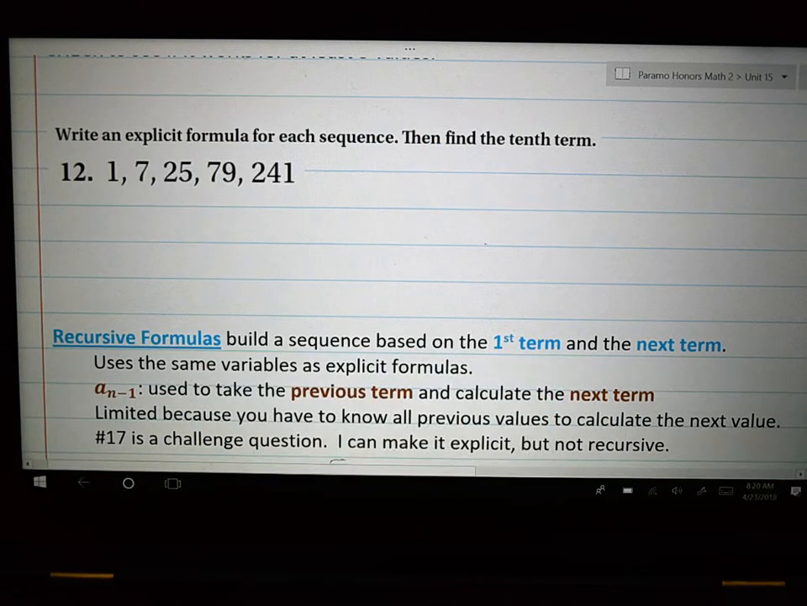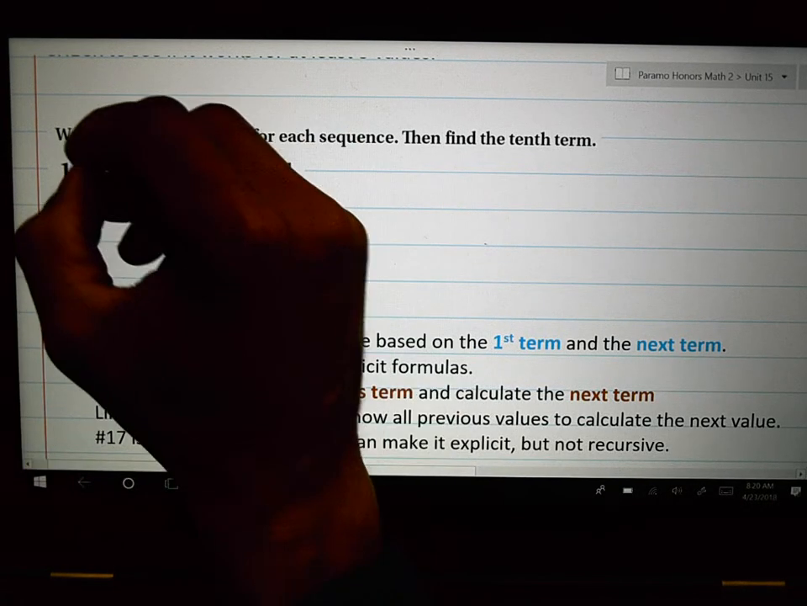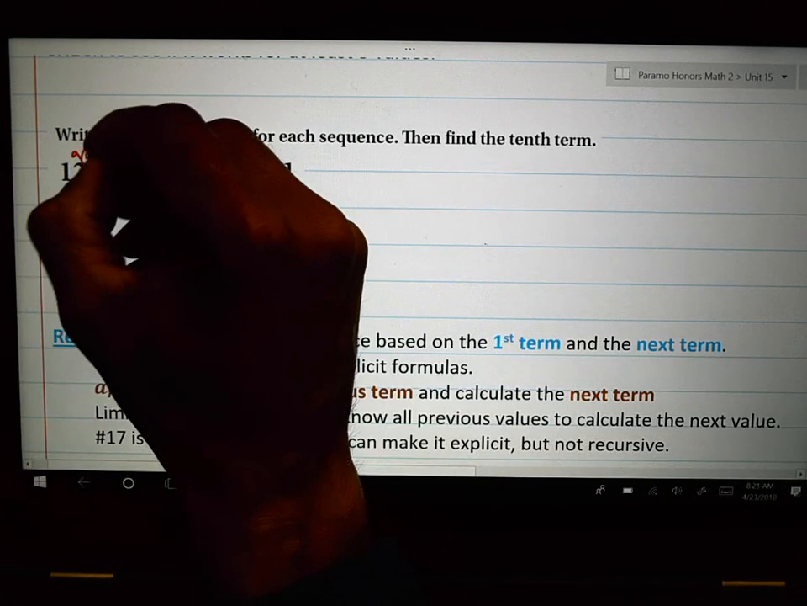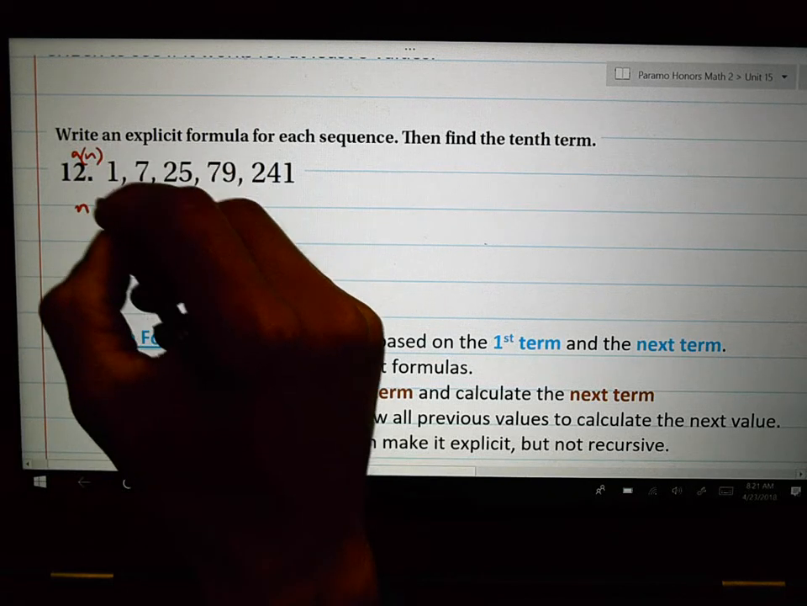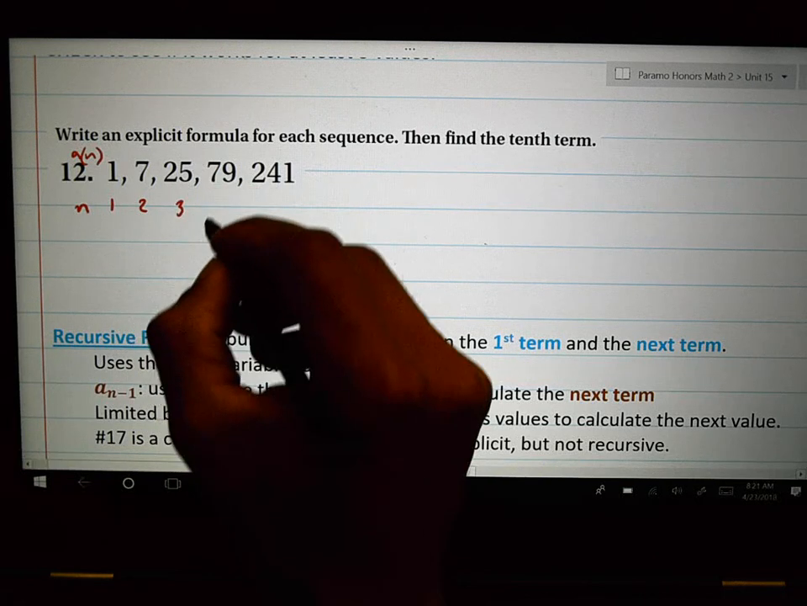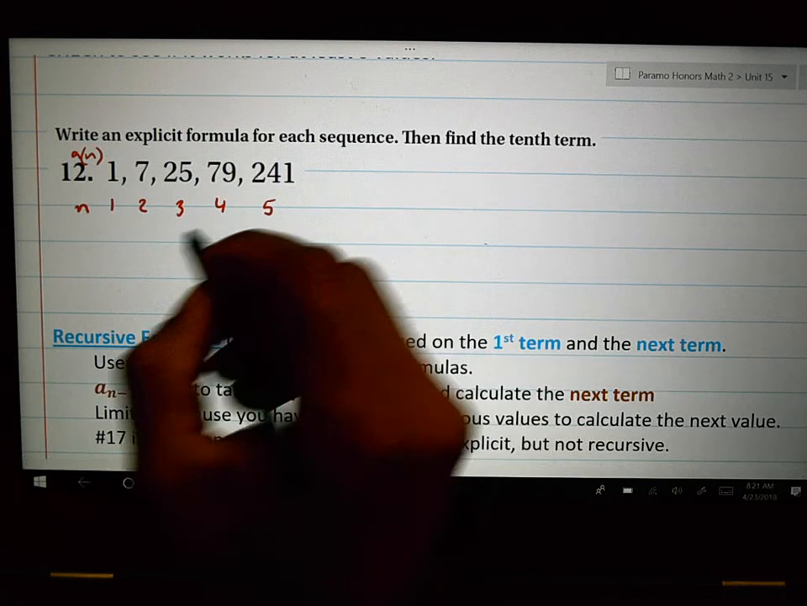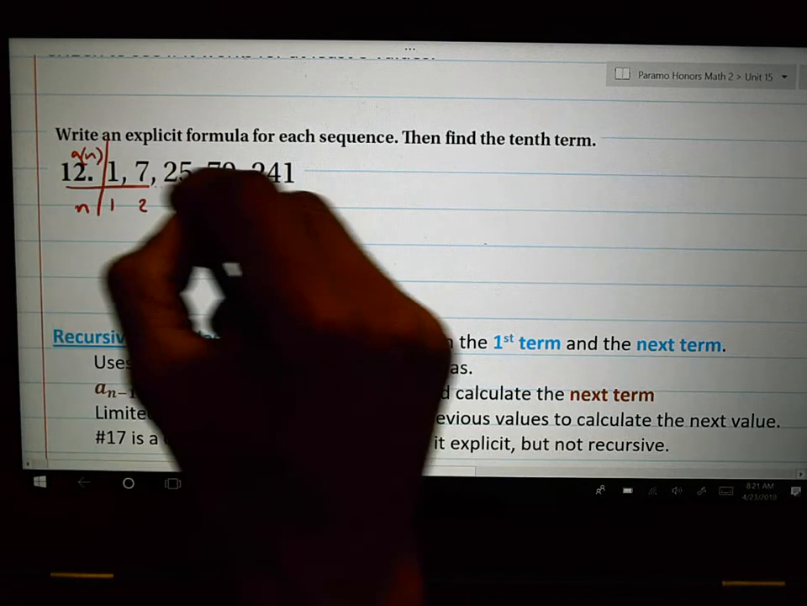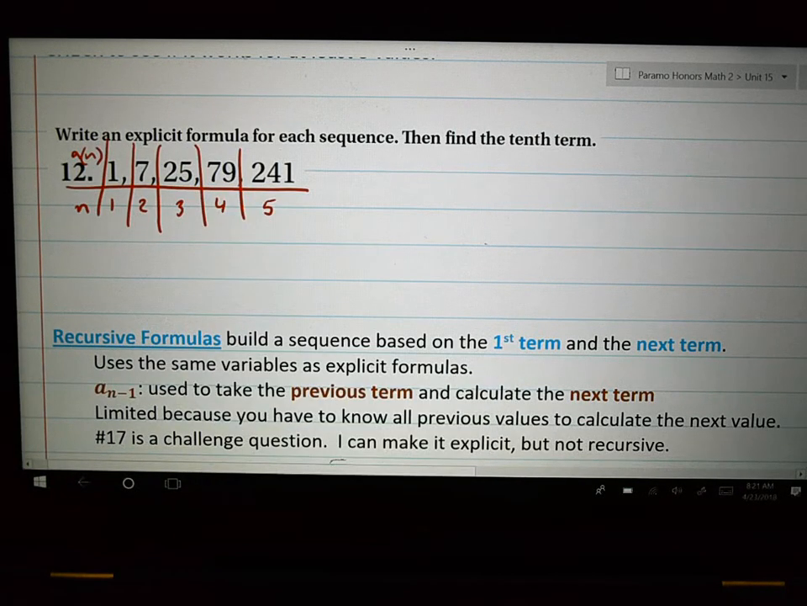So then what I had to do is something like this. Okay, well, this is the value. This is my input. Okay, when I plug in 1, I have to get 1. When I plug in 2, I have to get 7. When I plug in 3, I have to get 25. When I plug in 4, I have to get 79. When I plug in 5, I have to get 241. So I have to think in terms of what I would plug into an explicit formula to get that value.